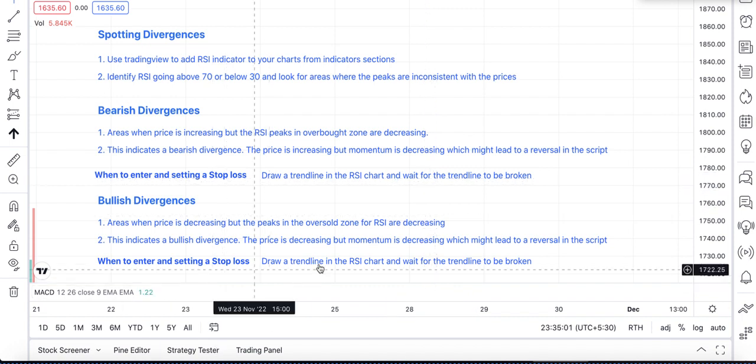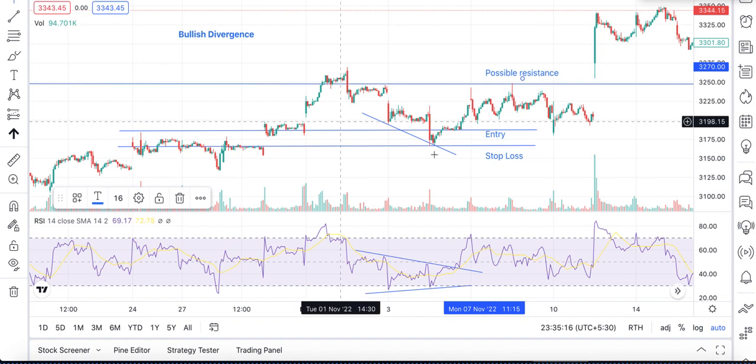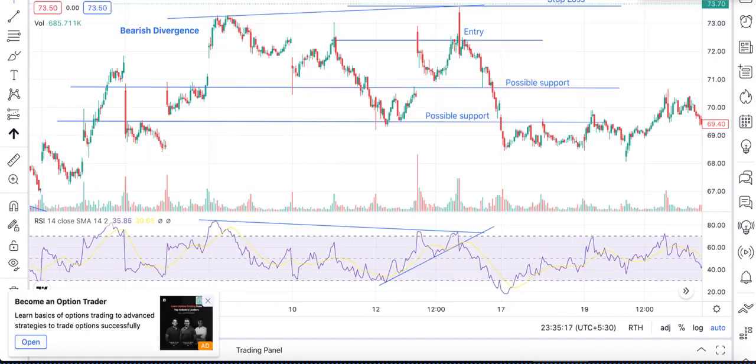In case of bullish divergence, it's the reverse. You look for prices decreasing with the peaks, and prices increasing. So in case of bullish divergence is when you look for prices decreasing. In case of bearish divergence is when you look for prices increasing.